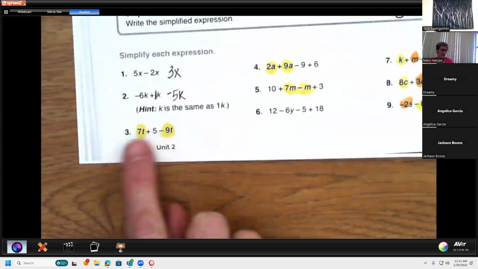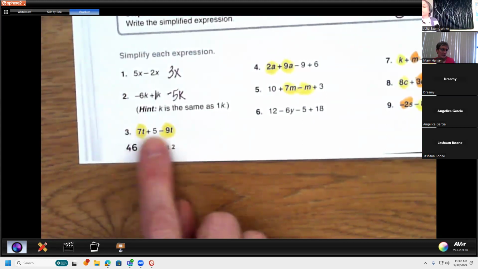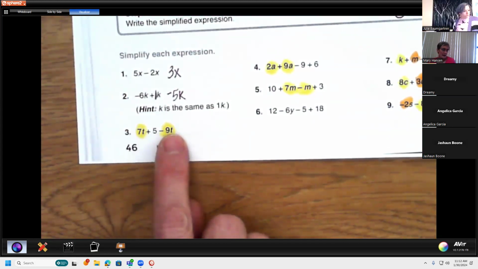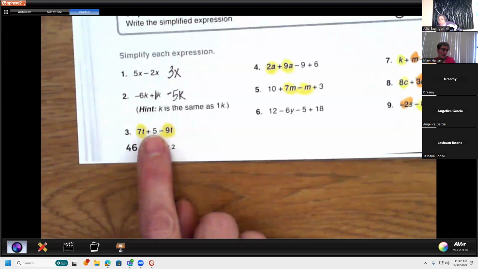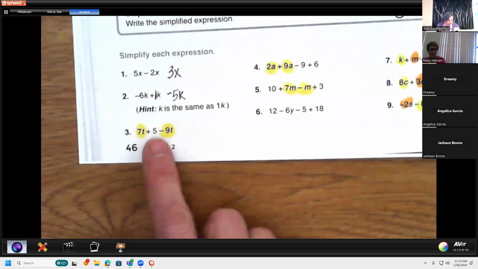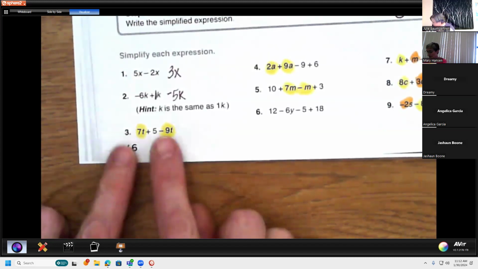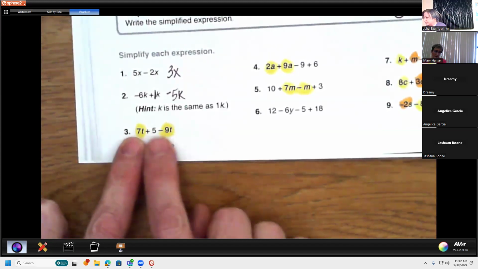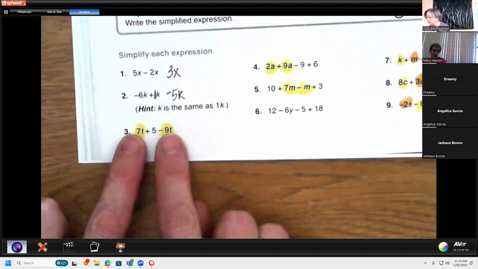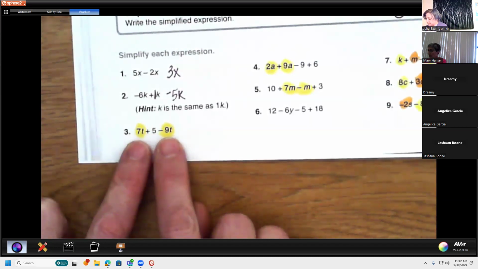So when I look at number 3 at the bottom, I have t's with 7 and I have t's with -9. And then 5 doesn't have a t. So I'm not going to be able to combine that 5 with anything with a t, because that would be like coffees and French fries. The things that go together are the things that have the same letter.